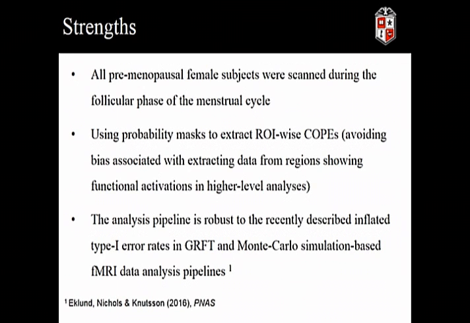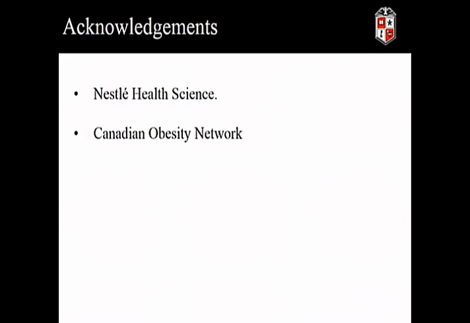Several strengths: the controlling for menopausal status, as I just mentioned, and using the probability masks. There's a strong debate about inflating type 1 error in the neuroscience literature, and we use methods that actually aren't part of that debate, that help us know that we're seeing what we're seeing because it exists. That is a short form of that.